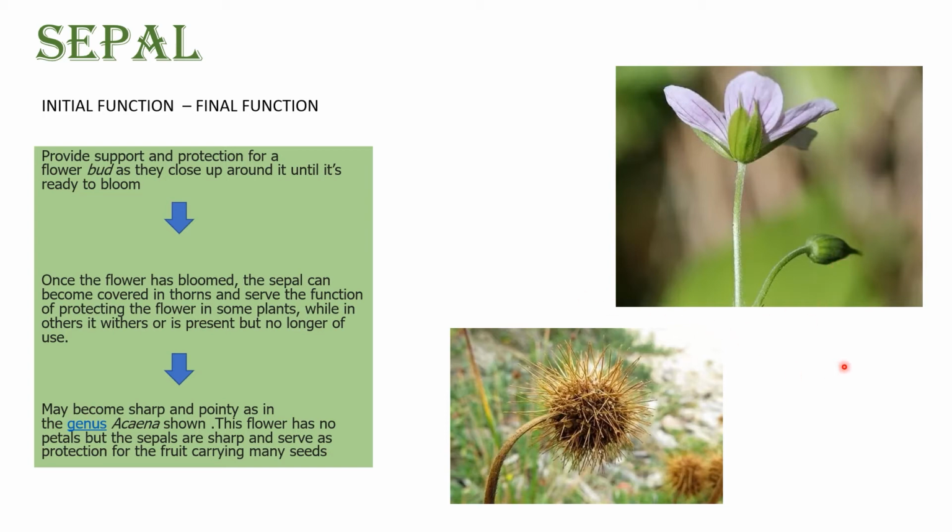And once the flower has bloomed, the sepal can become thorns, like in this plant. This plant is known as genus Cana. This flower has no petals, but the sepals are sharp and serve as protection for the fruit, carrying many seeds. For example, when an insect wants to steal or eat this food, it has to overcome this thorn before it eats the food. So as protection, the sepal can also turn into this kind of thorn.